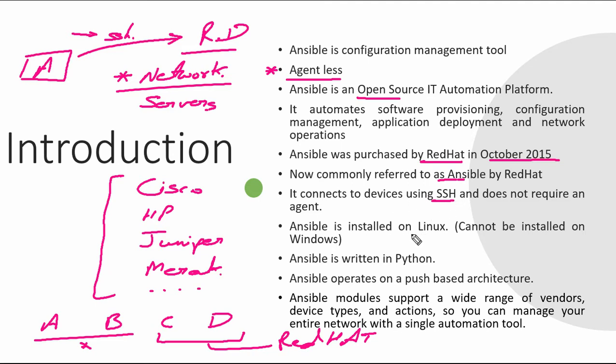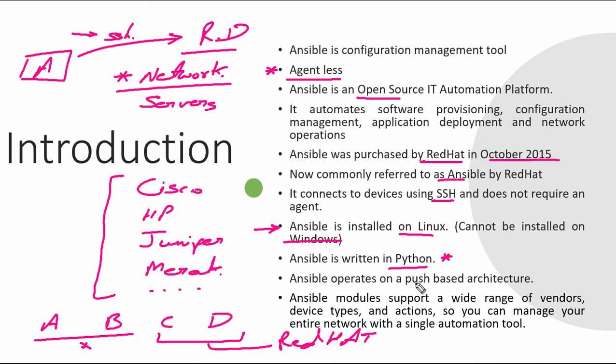Ansible is installed on Linux, so we cannot use it on Windows. So at least we require one Linux operating system where we get Ansible configured. When we talk about Ansible, we say Ansible is written in Python, but it doesn't matter that we require Python knowledge. It will be fine if we are not aware of Python, but it will be great if we know Python.